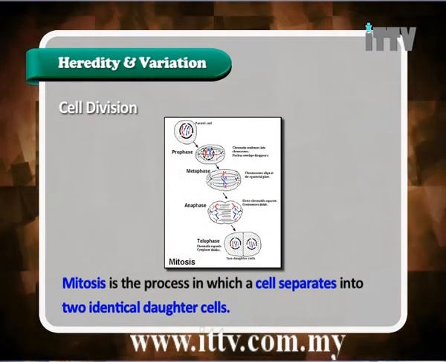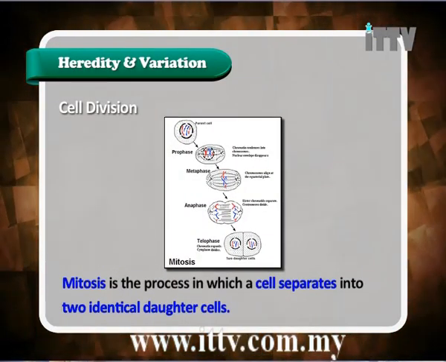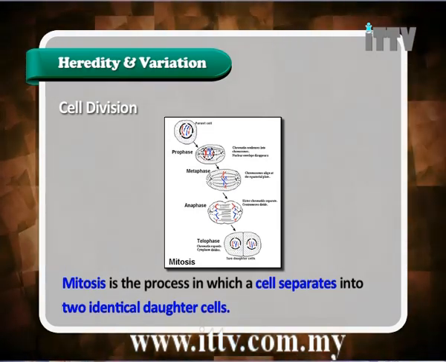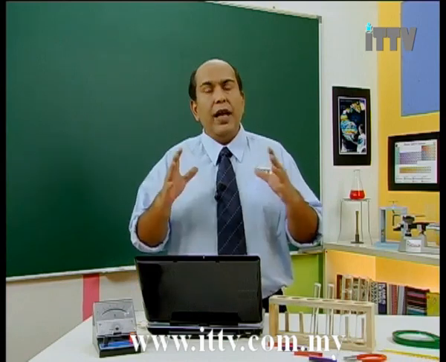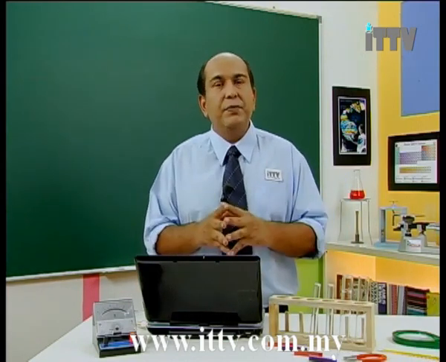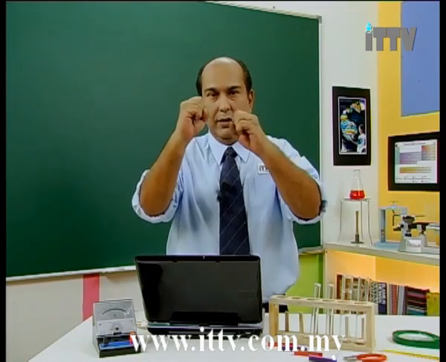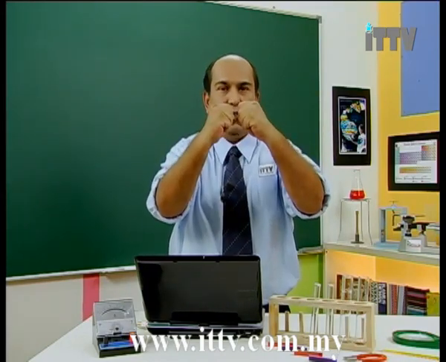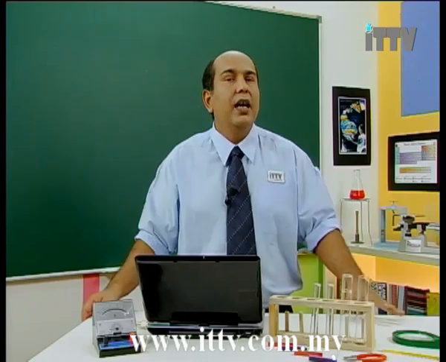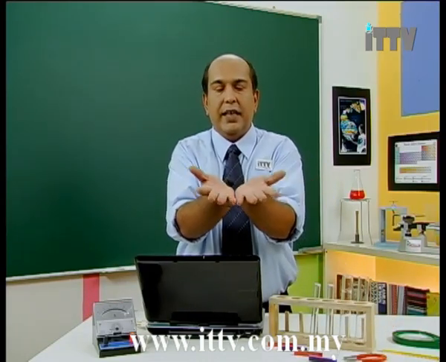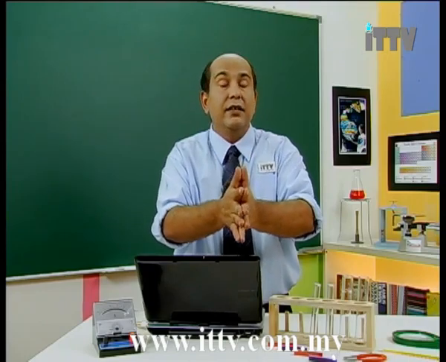Mitosis is the process in which a cell separates into 2 identical daughter cells. So now we want to have a look at mitosis. In mitosis, basically one cell splits and becomes 2 cells. The 2 cells are exactly identical, like your hands. They are exactly identical to each other.